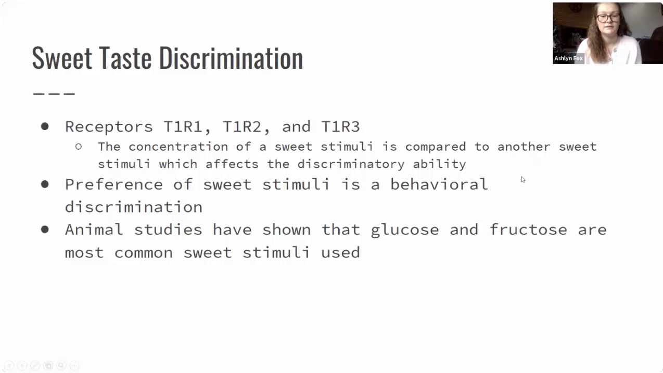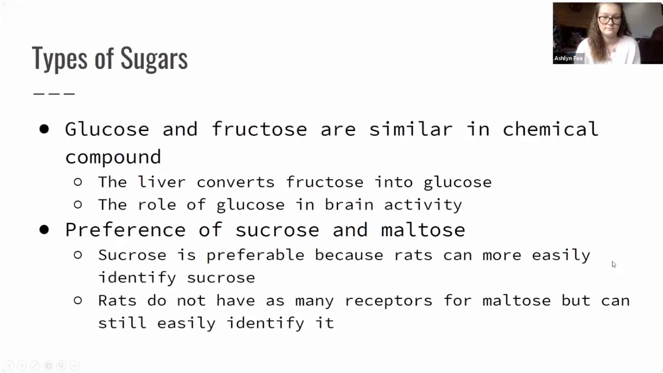So in animal studies, it's shown that glucose or fructose are the most common sweet stimuli used. This is because they are the most preferred, as well as being the common molecules that build up other sweet compounds. Next slide.